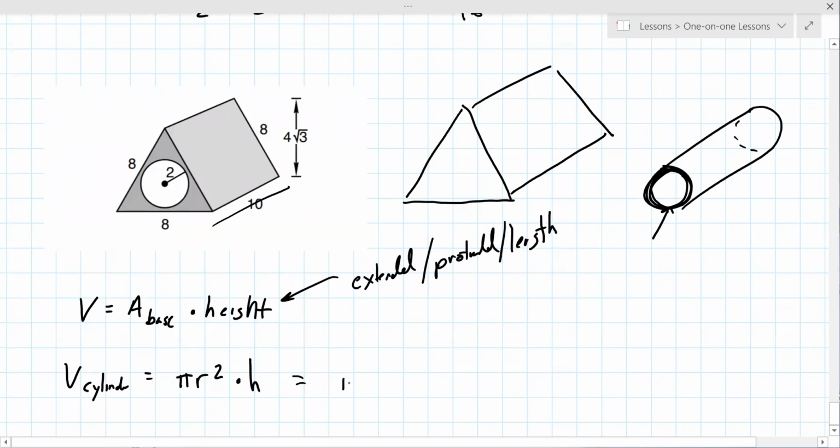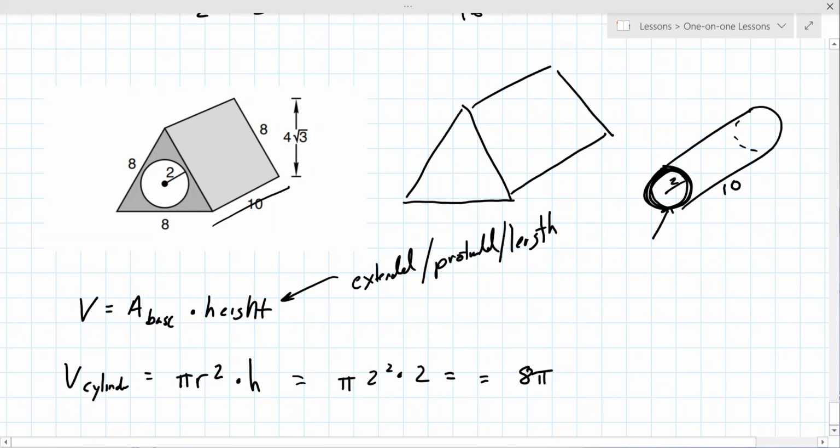Okay. So here it's pi 2 squared times 10. The radius is 2, the length is 10. I'll put those in here. Now you could grab a calculator, but the answer is in terms of pi. So 2 squared is 4, 4 times 10 is 40, 40 pi.